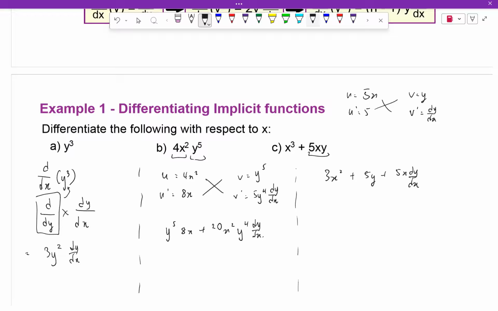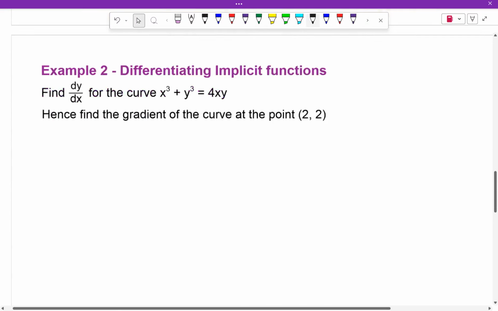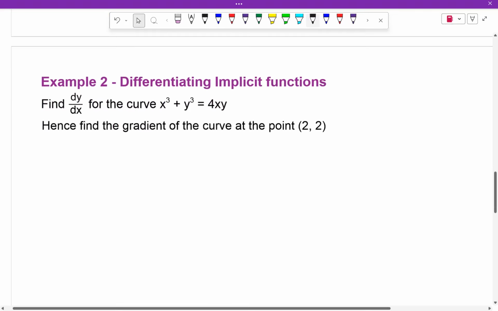So again, in a way, implicit functions or implicit differentiation does not need you to think too much, but you do need to understand how it works. Right, let's move on. Sometimes we may need to find dy dx given a curve.